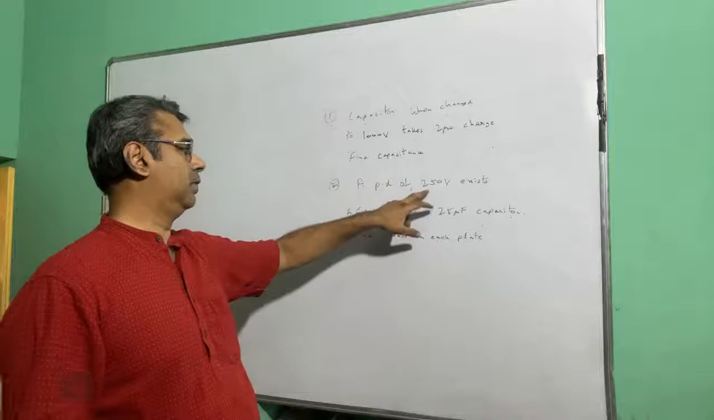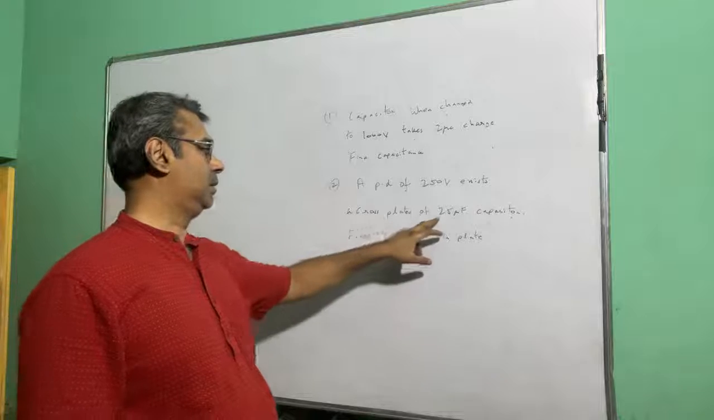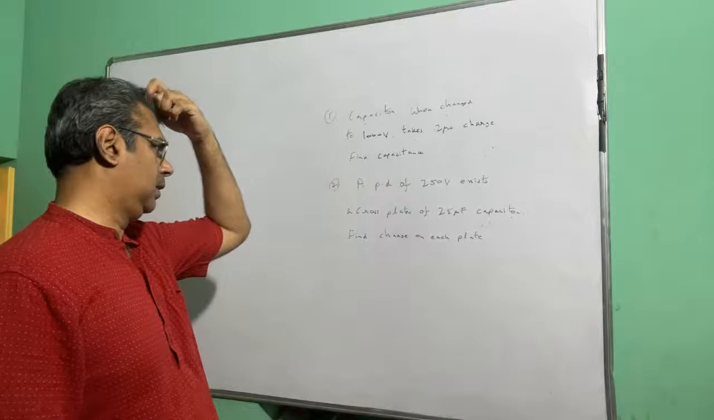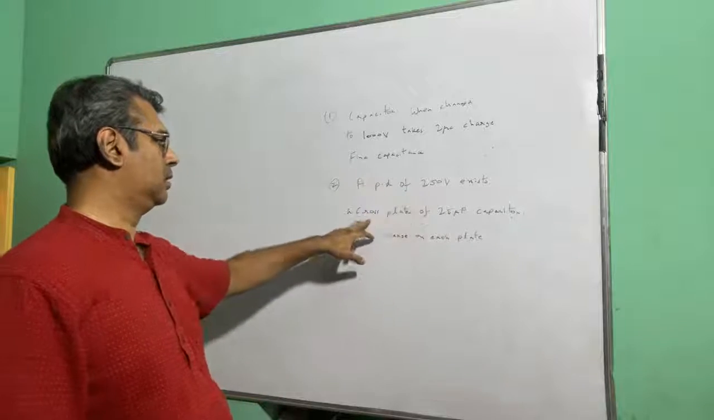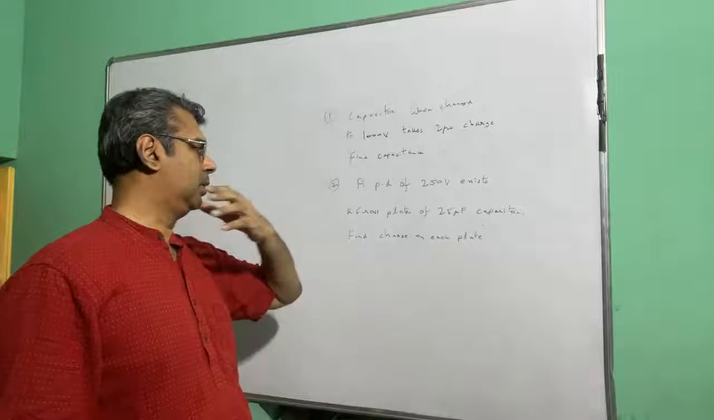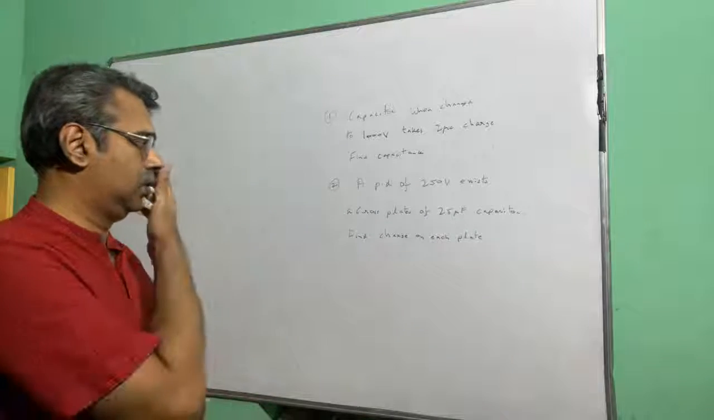A potential difference of 250 volt exists across the plates of a 25 microfarad capacitor. Find the charge on each plate. So this is question number 2.